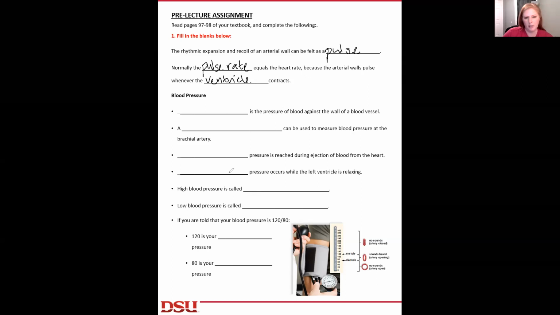Blood pressure is the pressure of blood against the wall of the blood vessel. That's how that's measured. A sphygmomanometer can be used to measure blood pressure at the brachial artery.